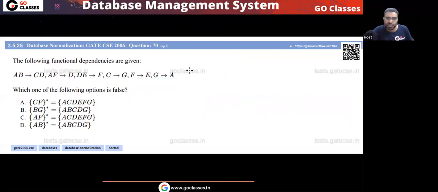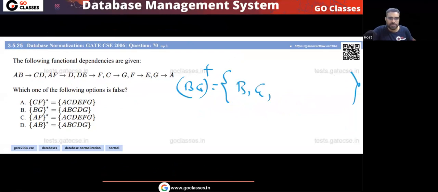What is the closure of BG? What can they determine? See, BG can determine BG by the reflexive property, by a trivial FD. This is your trivial FD, that BG can determine BG. What else? See, G can determine B, G can determine A. This G can determine A, so you got A also.